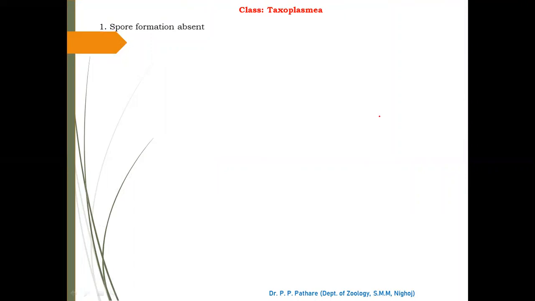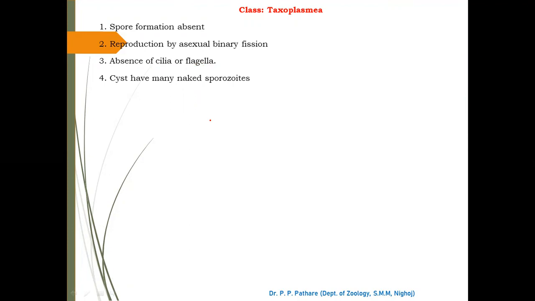Next class, that is Toxoplasmea. Spore formation is totally absent in Toxoplasmea. Reproduction is only by the asexual method, that is binary fission of the organism. Absence of cilia and flagella, total absence of cilia and flagella is observed, and both these organelles are useful for locomotion. Cysts have many naked sporozoites. The cyst shows many sporozoites.